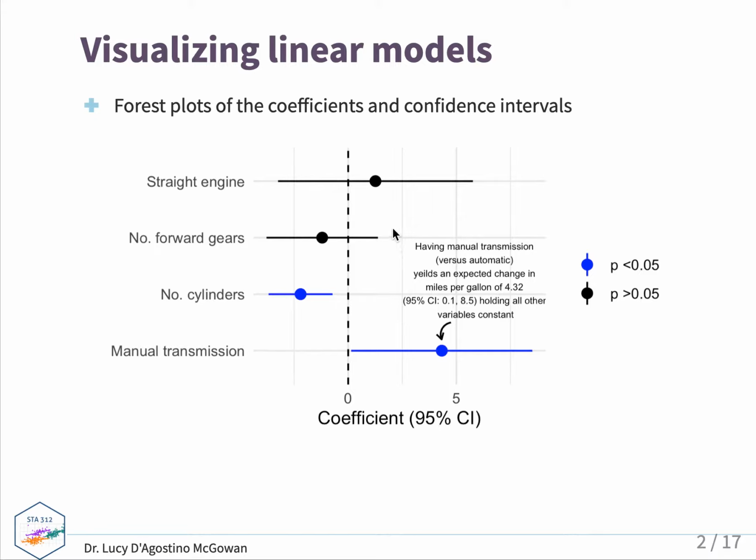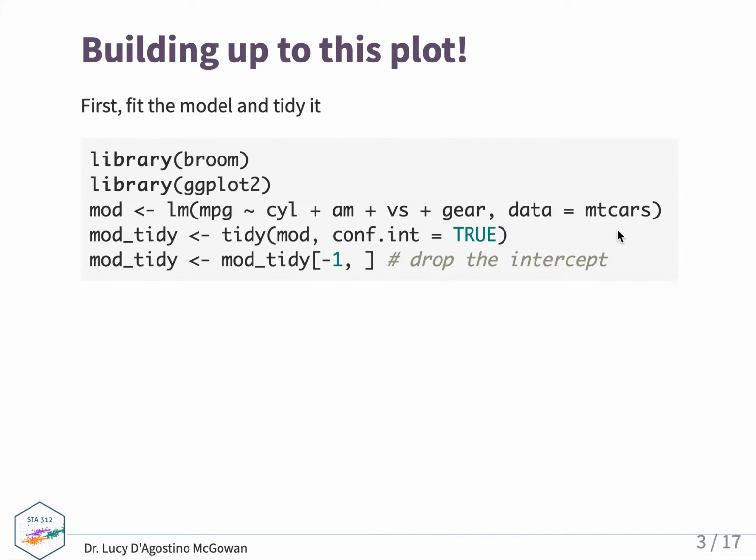Okay, so let's talk about how to actually build up to a plot like this. And so the first thing that you're going to do is fit your model and tidy it. So this is going to use some of the same tactics that we learned in the last class. And so I'm going to load the broom and the ggplot packages. And then I'm going to fit my model. In this case, I'm fitting a linear model where I'm predicting miles per gallon using those 4 variables. My data set is mtcars.